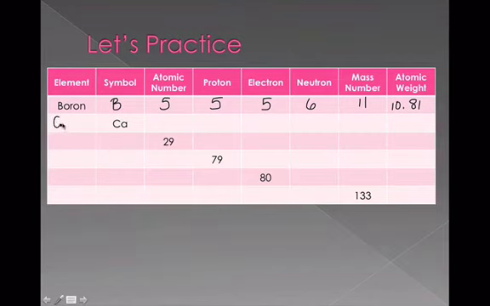All right, Ca, if you look it up, is calcium. And if we find calcium, it has an atomic number of 20, which means there are 20 protons, 20 electrons. For the mass number would be 40, because the atomic weight is around 40.08. So if we do the subtraction, 40 minus 20 is 20 neutrons.